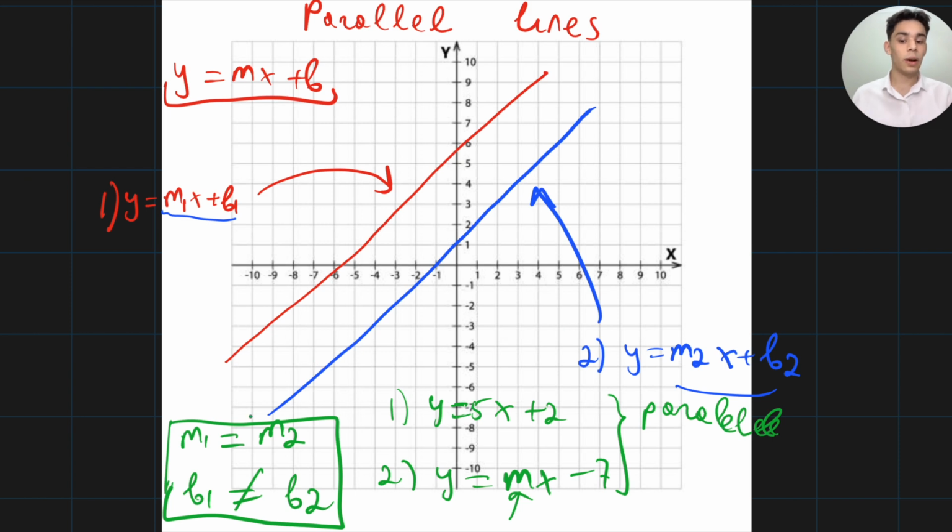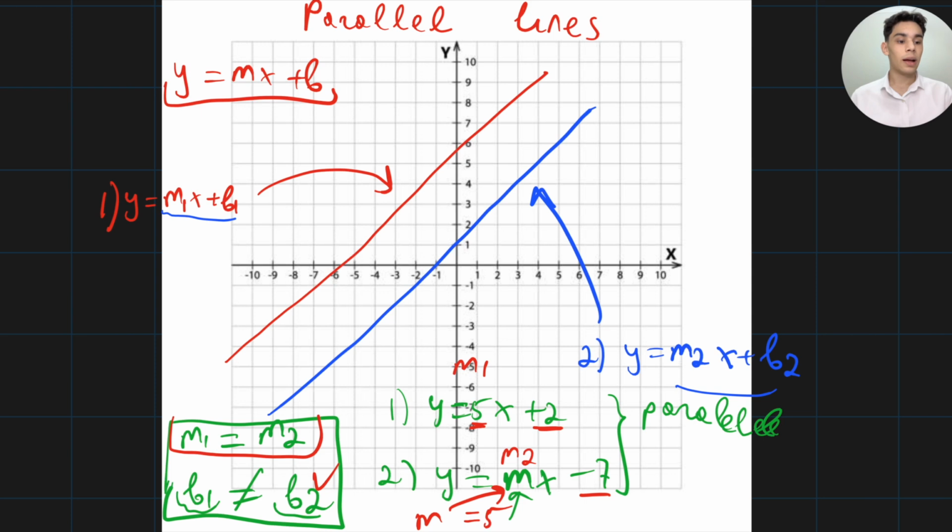Simple. First, we have to check whether b1 equals to b2. In this case, b1 is 2 and b2 is negative 7. So they're not equal to each other. That's a good sign. Let's put a check mark in here. And now let's compare the slopes. m1 is 5, and I don't know what my m2 equals to, right? If I'm told that they're parallel, m1 must equal to m2. This is our rule. So in this case, this m right here will just equal to 5.